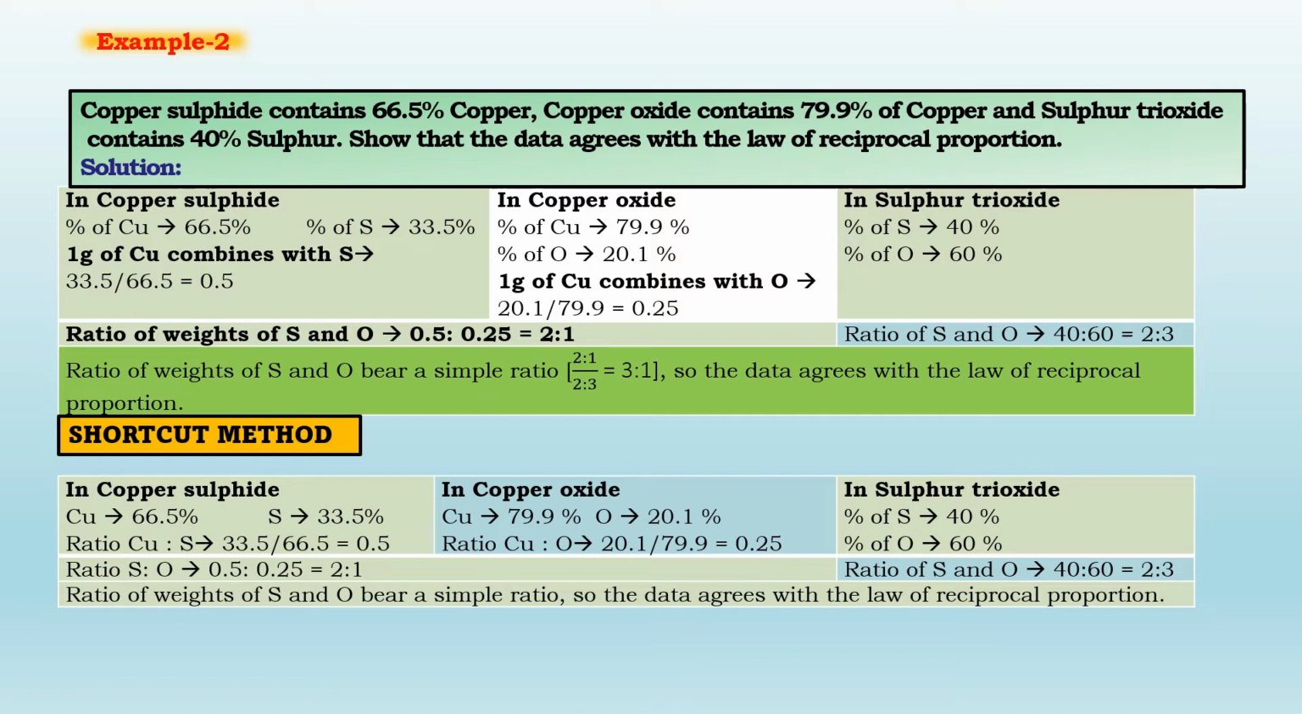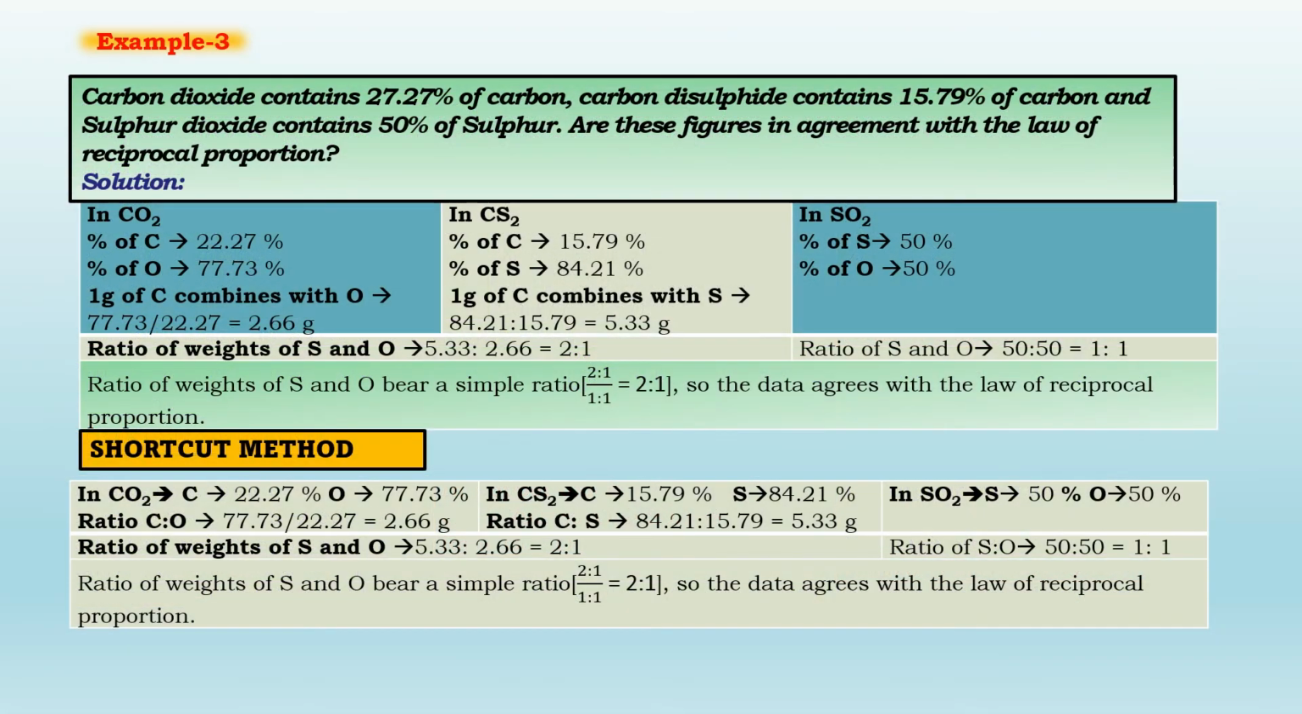So the ratio of copper to sulfur is equal to 0.5. In copper oxide, copper is 80% and oxygen is 20%, so the ratio of copper to oxygen is equal to 0.25. So the ratio of sulfur to oxygen is 0.5 to 0.25, that is equal to 2 is to 1. And the third compound, sulfur trioxide, the percentage of sulfur is 40% and oxygen is 60%, that is equal to 2 is to 3. Since the weights of sulfur and oxygen bear a simple whole number ratio, the data agrees with the law of reciprocal proportion.